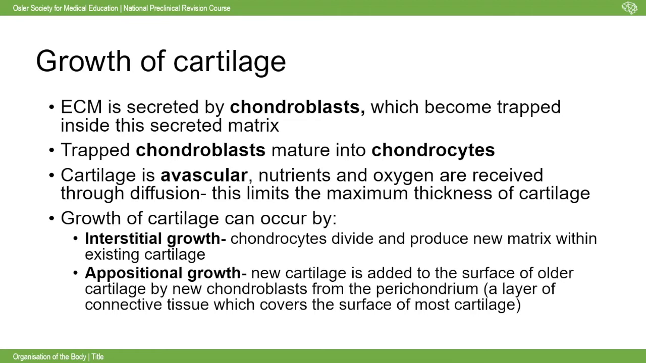Growth of cartilage can occur in two ways that you need to know about. The first is interstitial growth, in which our chondrocytes divide and produce new matrix within your existing cartilage. But you can also have appositional growth, in which new cartilage is added to the surface of older cartilage by new chondroblasts. Our chondroblasts are our cells which haven't been surrounded by matrix yet. These come from the perichondrium, which is a layer of connective tissue which covers the surface of most cartilage, but is not present at our articular surfaces.